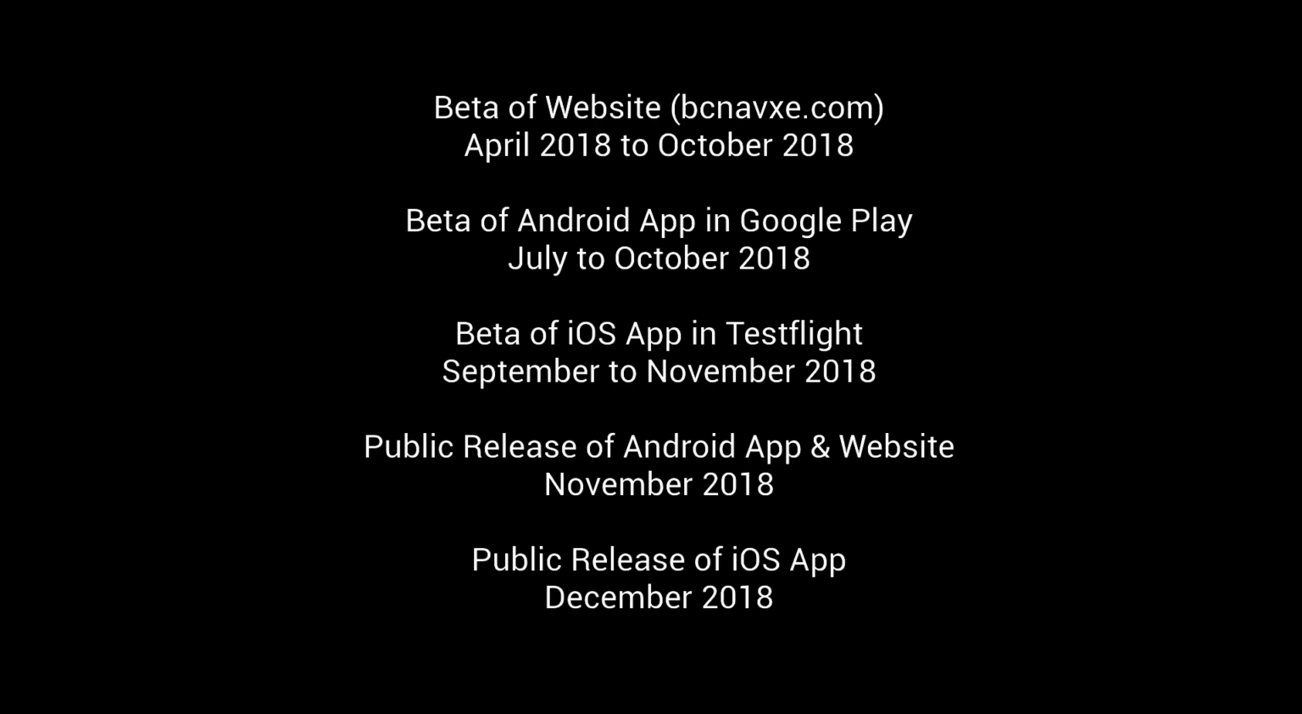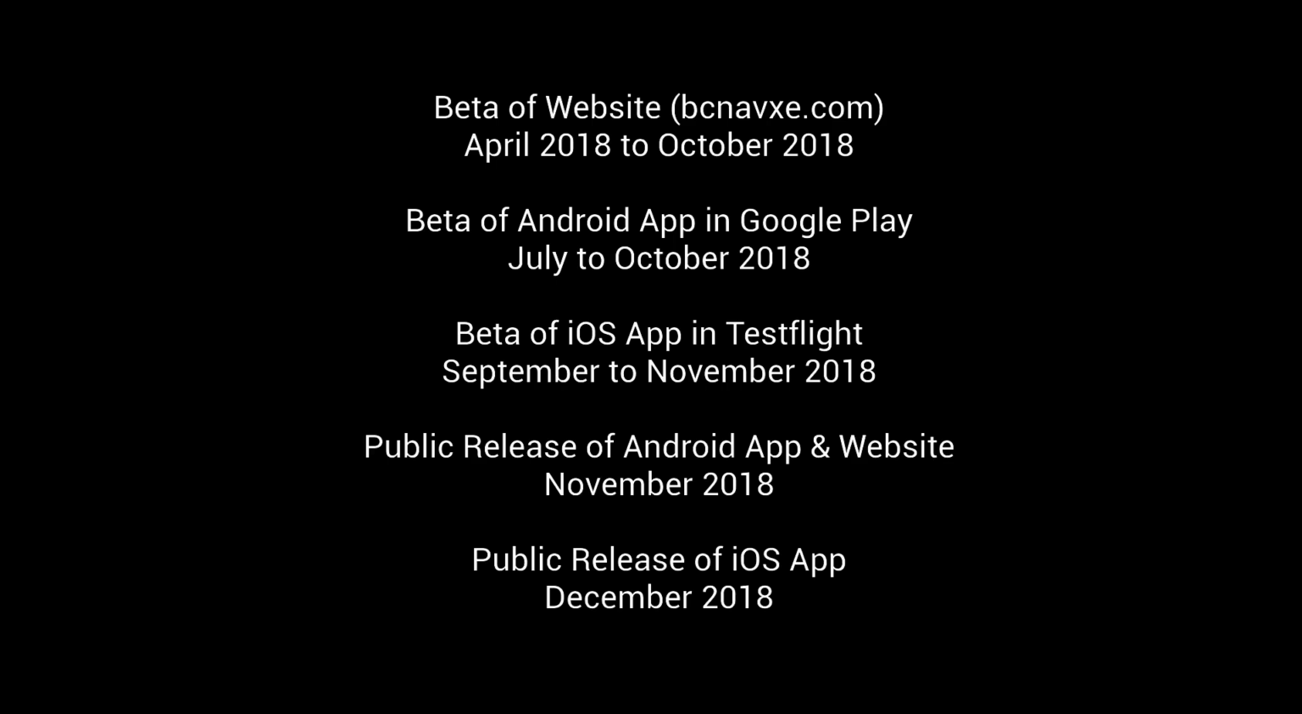Given the current speed of development, this is the schedule we expect to follow for the remainder of 2018. The beta of the website began in April 2018 and continues to this day. The beta of the Android app in Google Play will continue from July through October 2018. The beta of the iOS app will take place in TestFlight from approximately September to November 2018.